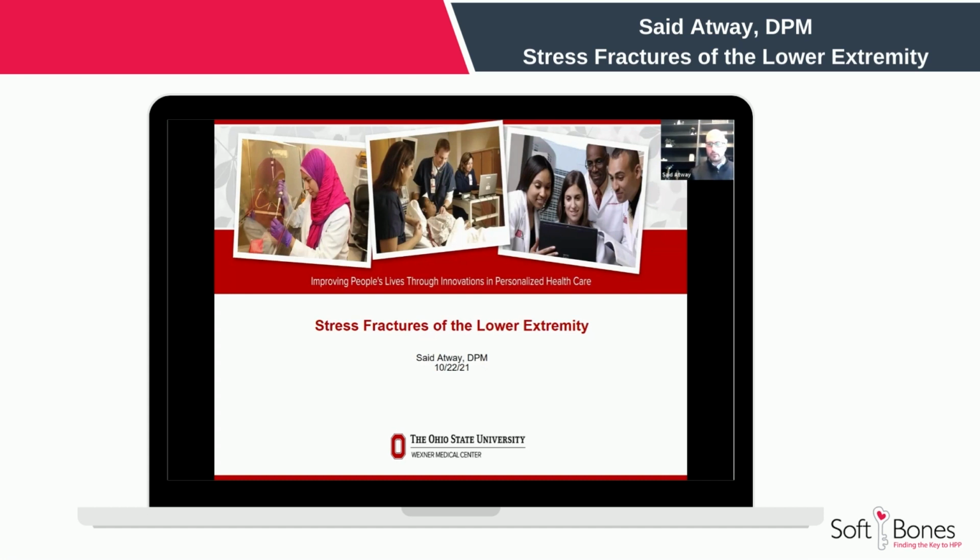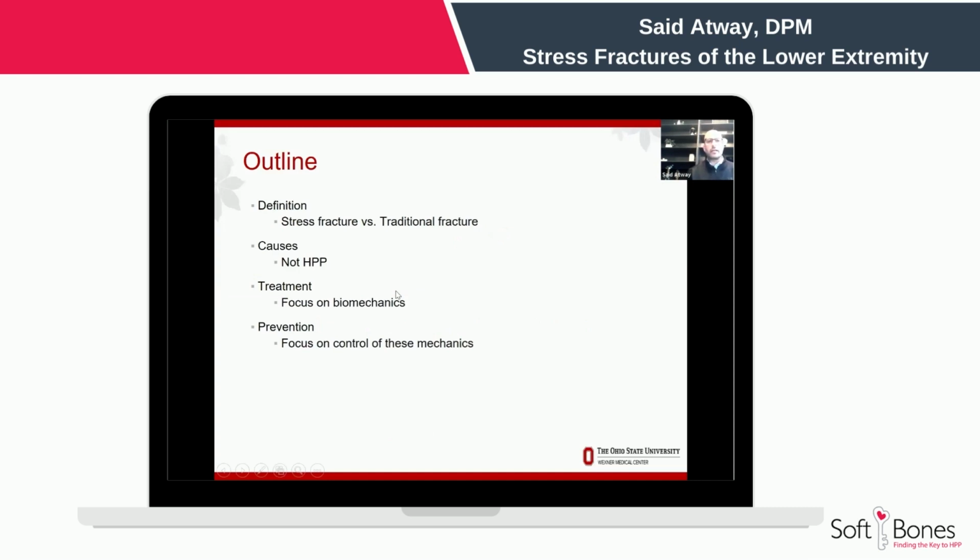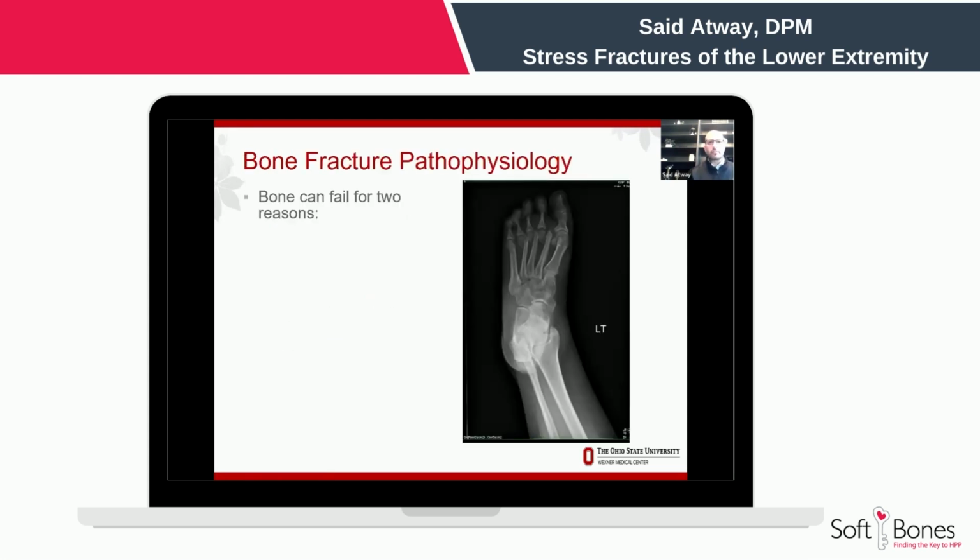I'm gonna try to advance here. There we are. Okay, so just as an outline, stress fractures versus traditional fractures, look at the differences there. Causes not related to HPP, mainly focusing on biomechanics and how that can contribute as related to HPP, treatment of those biomechanics or ill mechanics, and then focus on controlling of these mechanics long-term to prevent further fractures and manage these patients. So bone fracture pathology, bones can fail for two reasons.